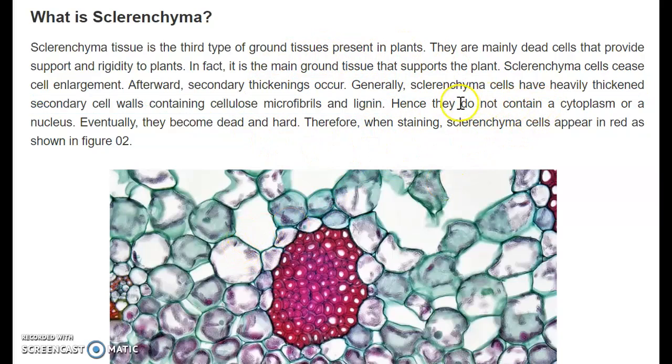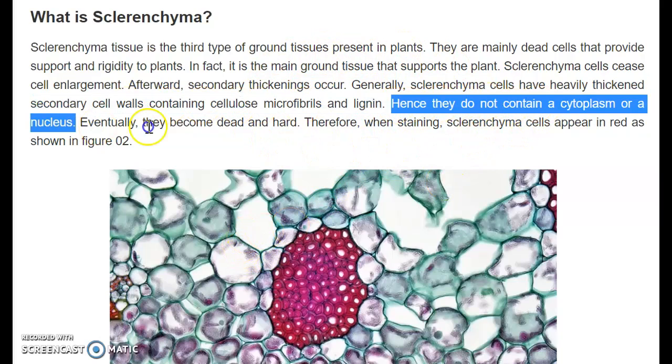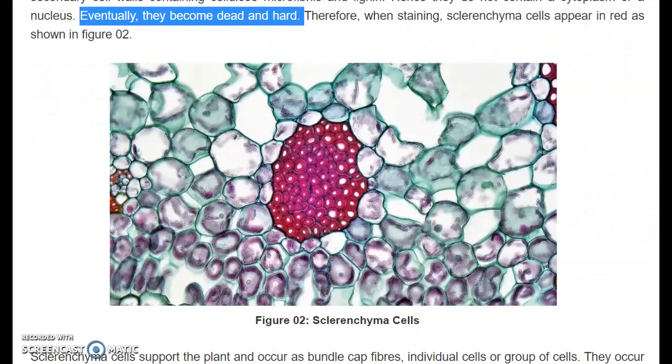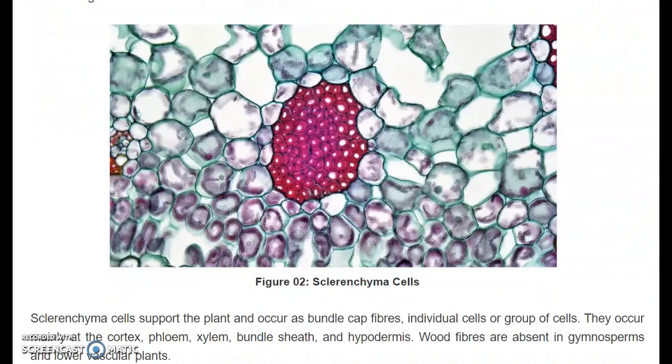But those are sclerenchyma cells there in the middle. So again, just remember, they don't have cytoplasm and they don't have a nucleus. And yes, eventually they become dead and hard, and it gives the plant the rigidity it needs so it's not blown over by the wind or doesn't break.